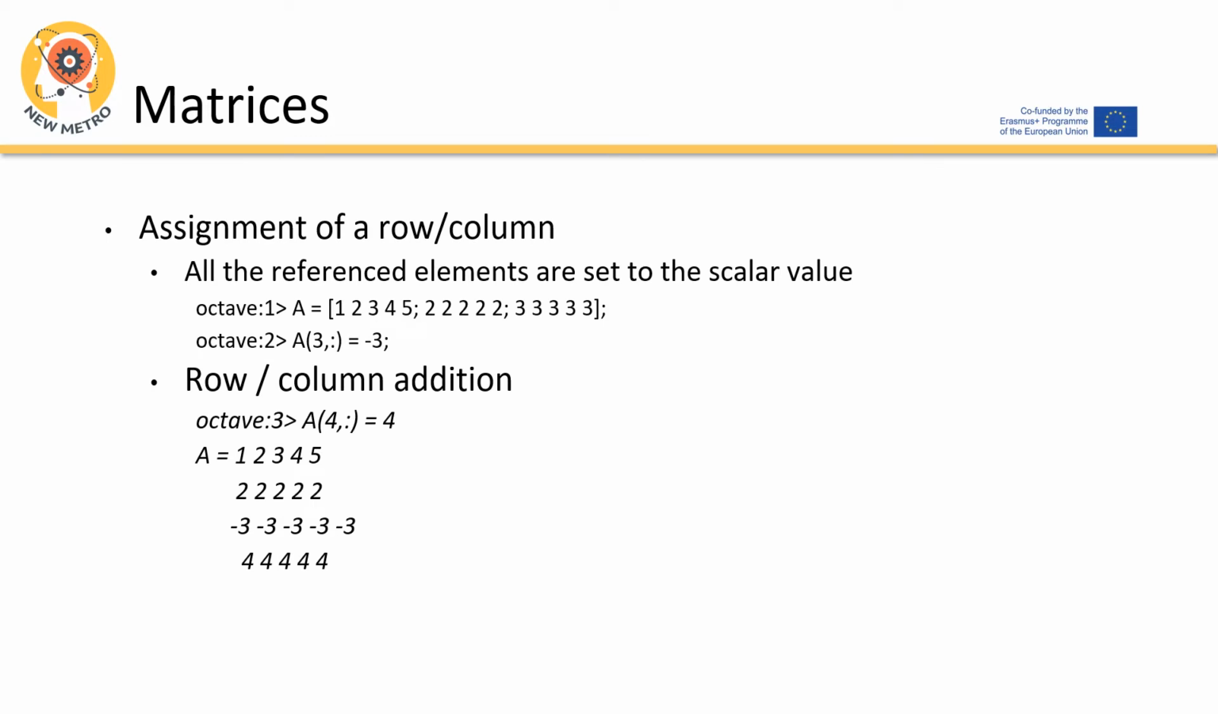For the assignment of a row or a column, note that all the referenced elements are set to the scalar value. So if we have a matrix 1 2 3 4 5; 2 2 2 2 2; 3 3 3 3 3, and we set A(3,:) = -3, and then we do A(4,:) = 4, then the result will be 1 2 3 4 5, 2 2 2 2 2, -3 -3 -3 -3 -3 and 4 4 4 4 4.